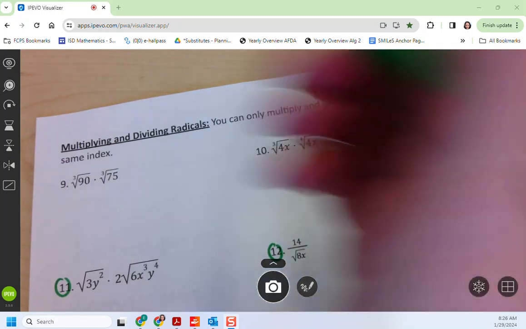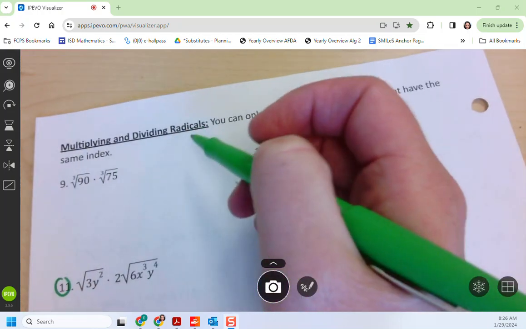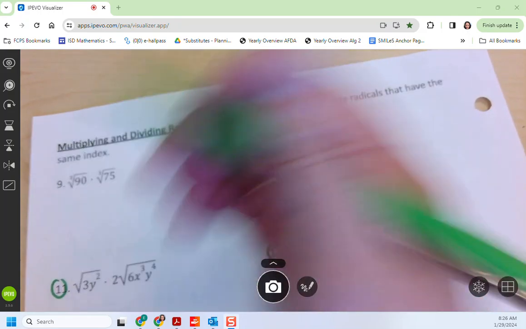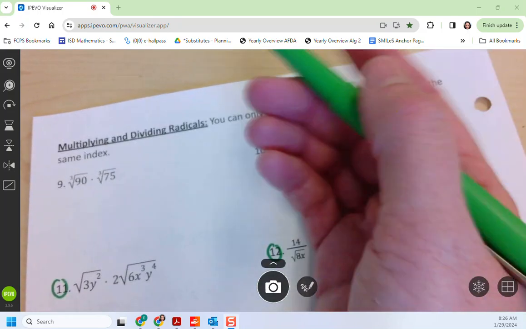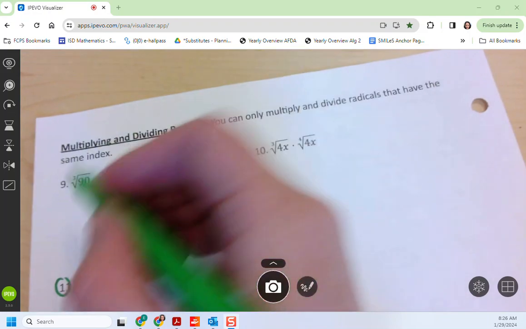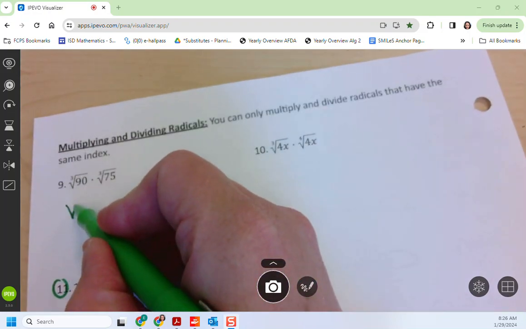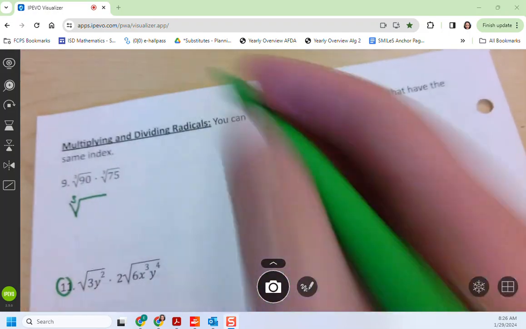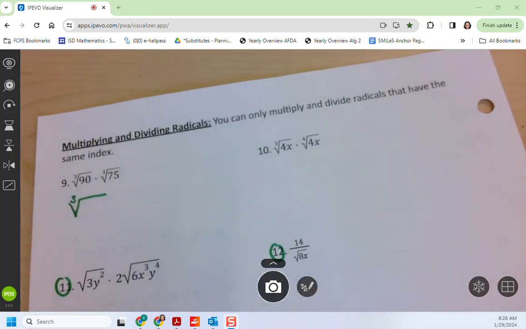All right, so here you actually had a choice. You could simplify these first and then multiply, or you could multiply and then simplify. It doesn't matter. You need to do both things. So you just multiply the radicands, the inside parts, keep this as a cube root, and multiply 90 times 75, which I definitely can't do in my head, but maybe you can. 90 times 75. I get 6,750.